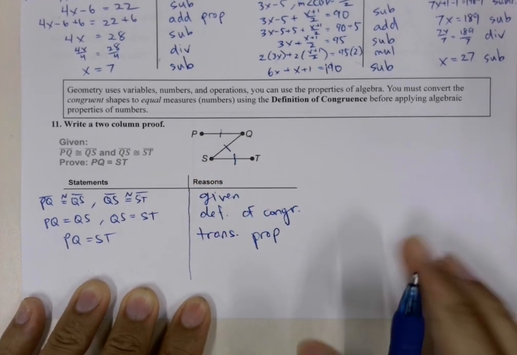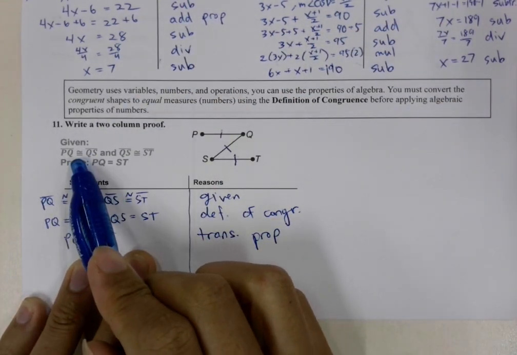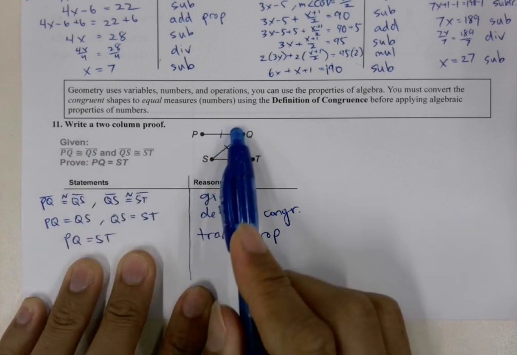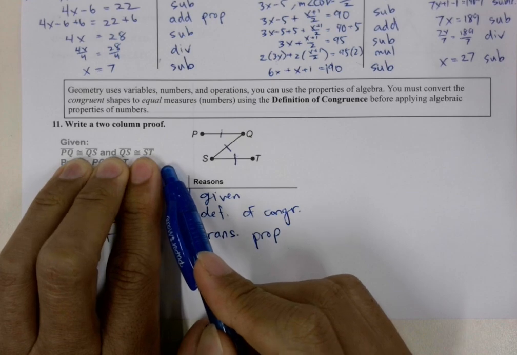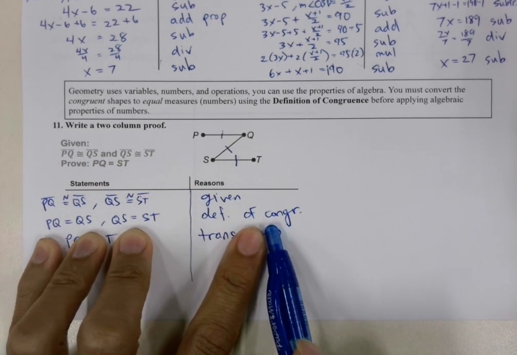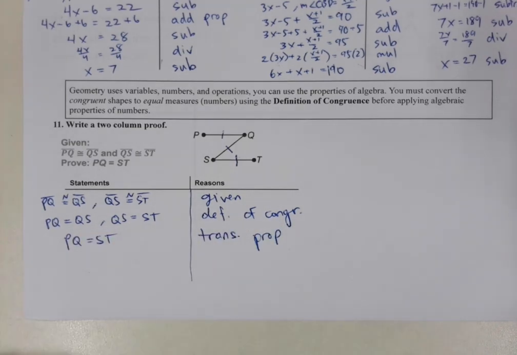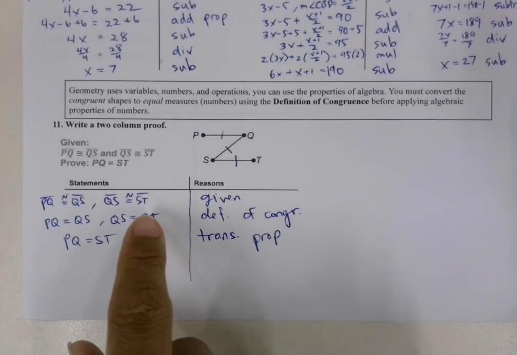And we're done. Right? So what's the key here is that when we have congruent figures in the drawing, we can go from congruent figures to congruent measures using definition of congruence, and then from there we can apply our algebraic properties to the measures.